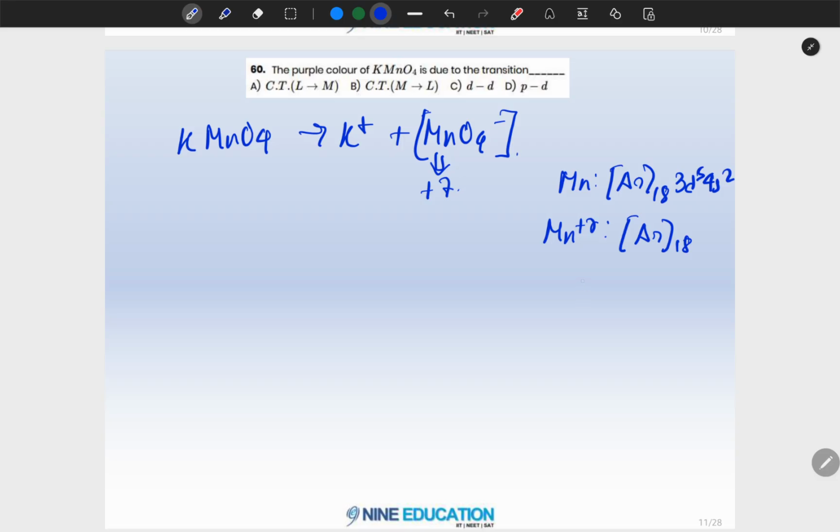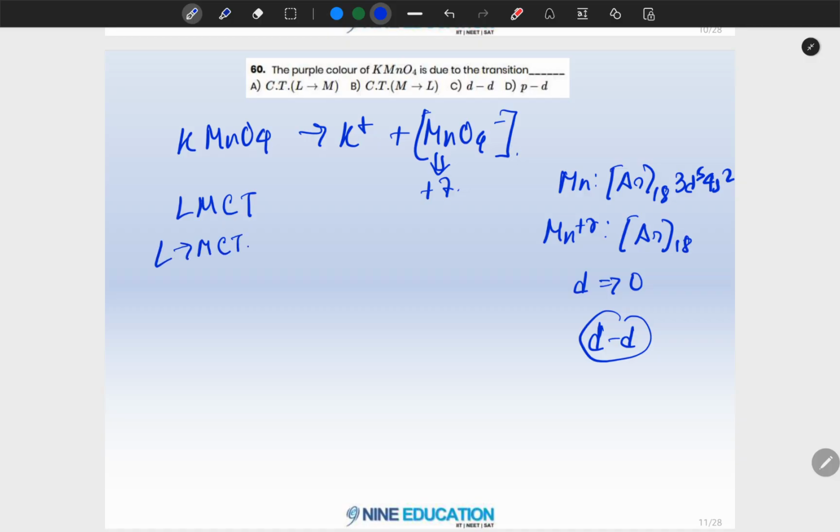So even in Mn+7, the number of d electrons will be 0. So if there are no electrons present in the d orbital, obviously d-d transition is not possible. So if there is no d-d transition, then how can the substance be colored? So in this case, we have to use the concept of LMCT, ligand to metal charge transfer.